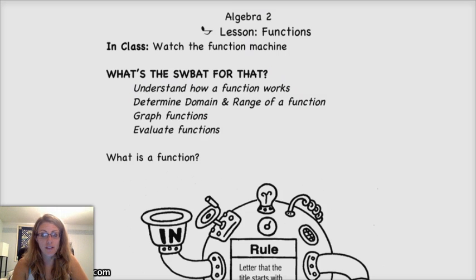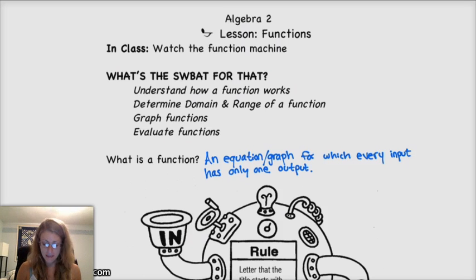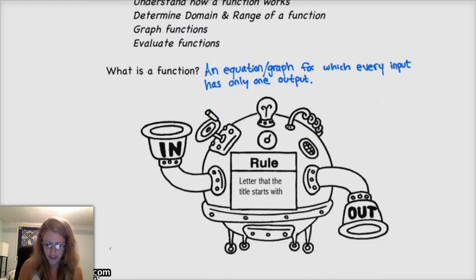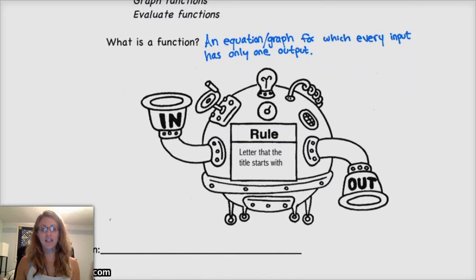Officially, a function is kind of like an equation, but what's special about the equation is that you can only have one output for every input. For example, the machine is a nice little analogy, a nice little metaphor for the function. So basically, you can think of it like this.